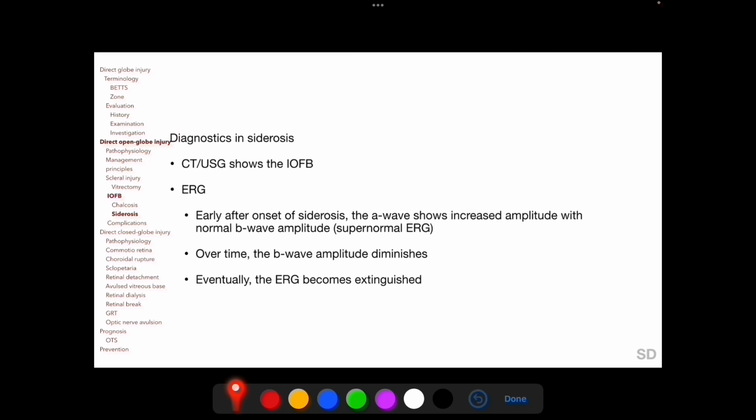In addition to CT scan and B-scan ultrasonography to detect the intraocular foreign body, electroretinogram early after onset of siderosis shows increased amplitude of A waves with normal B wave amplitudes, also called a supernormal ERG, but over time the B wave amplitude diminishes and eventually the electroretinogram becomes extinguished in an eye with siderosis.